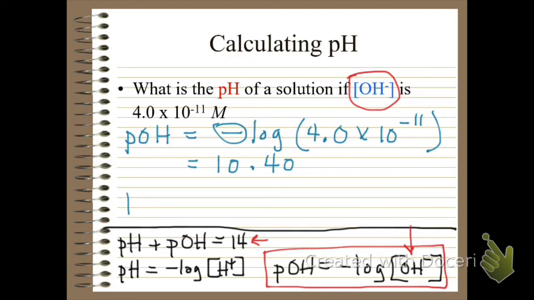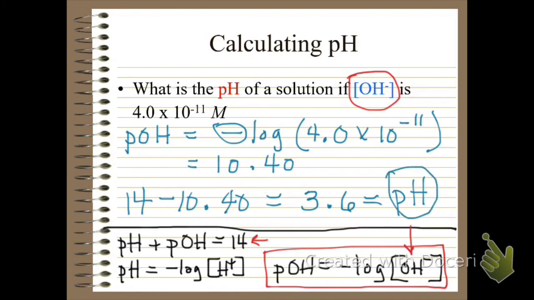pH, but we know pH plus pOH is going to equal 14. So 14 minus 10.40 will equal 3.6, and this would be the pH of the solution. If I wanted to know if this was acidic or basic, careful that you are looking at your pH number. It is less than 7, so this would be an acid in this example.